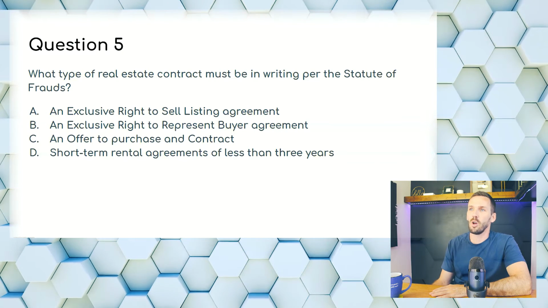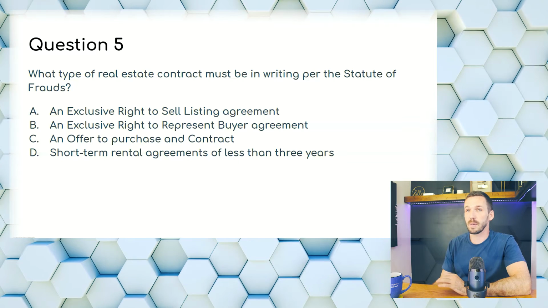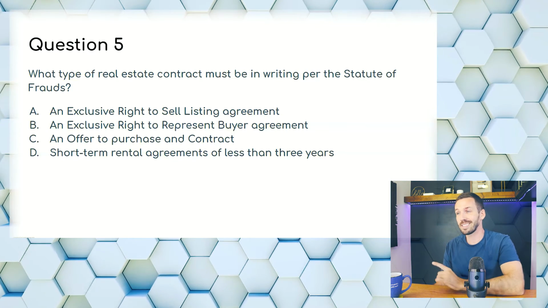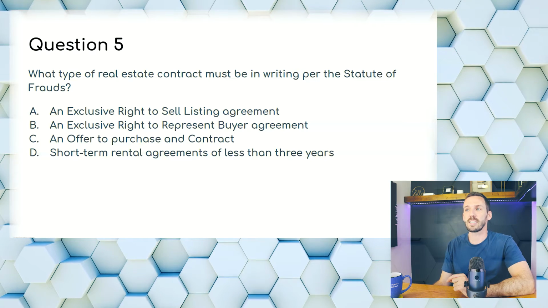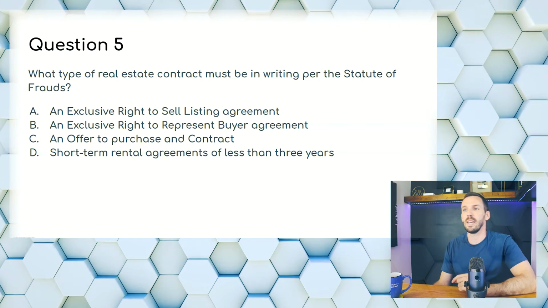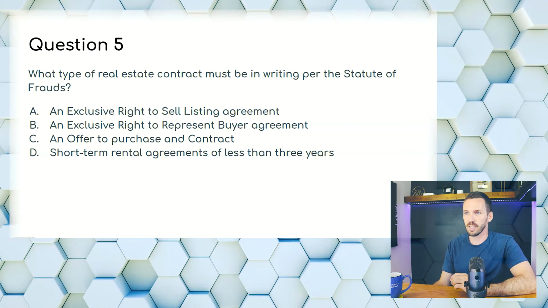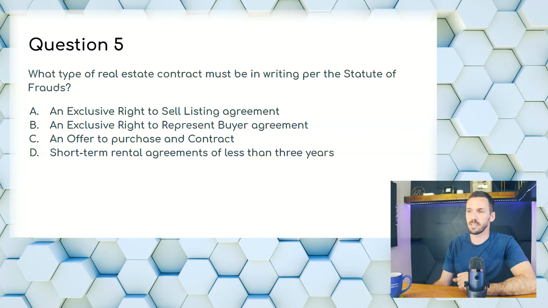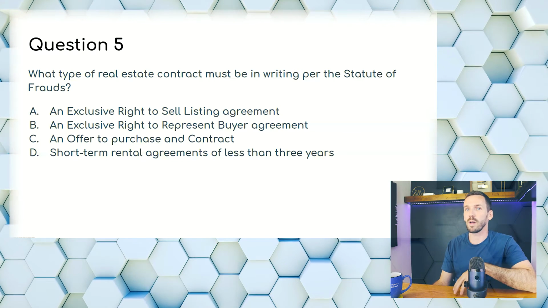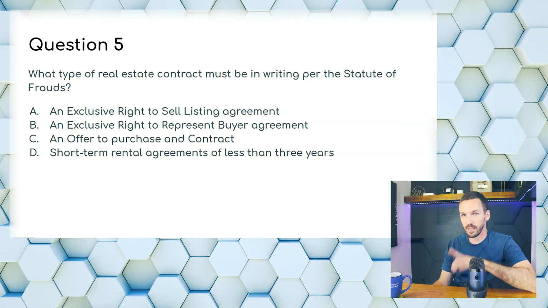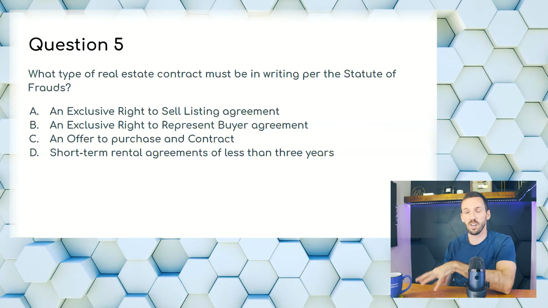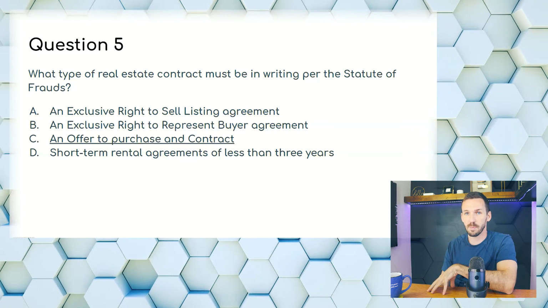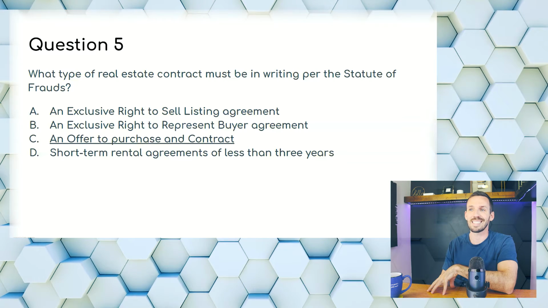Question 5. What type of real estate contract must be in writing per the statute of frauds? An exclusive right to sell listing agreement, an exclusive right to represent buyer agreement, an offer to purchase and contract, or short-term rental agreements of less than 3 years. Remember the DREAM OIL acronym. If not, you should really study that in the Statute of Frauds and the Connor Act, right? O stands for offer to purchase and must be in writing. The answer here is C.